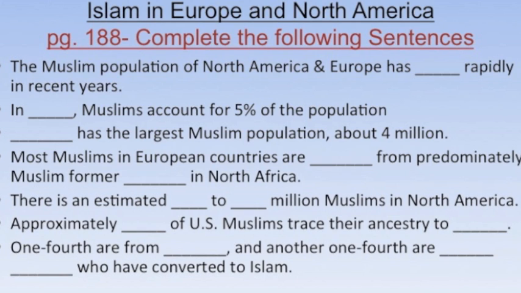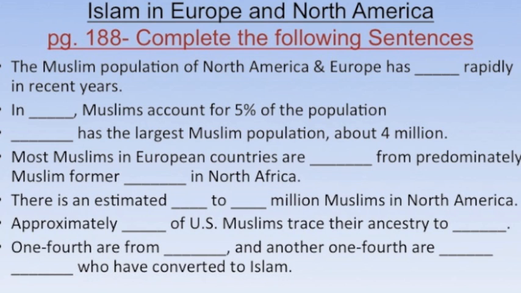Okay, now we're going to spend a little more time on Islam by looking at where in the world Islam is predominant. Now we're going to look at a little section in your textbook that addresses the increase of Muslims in certain parts of the world, such as in Europe and North America.